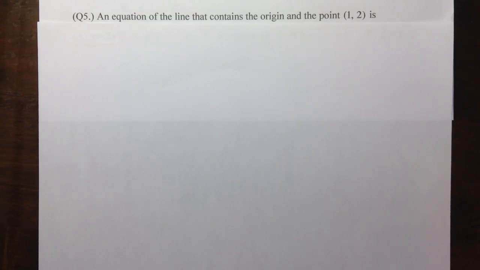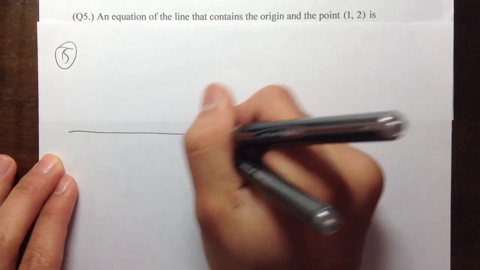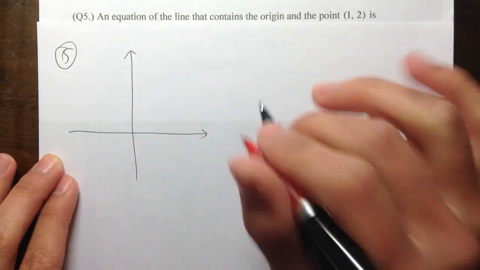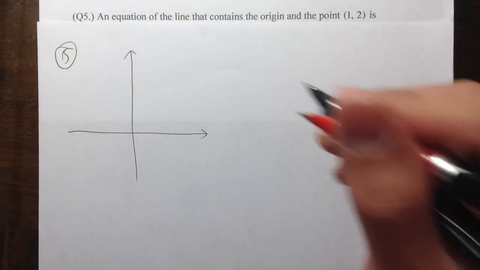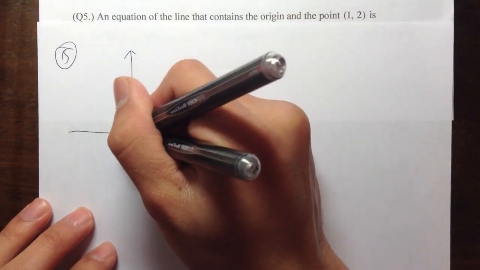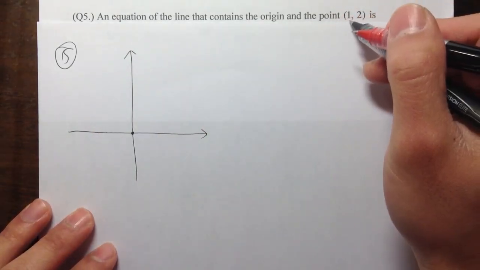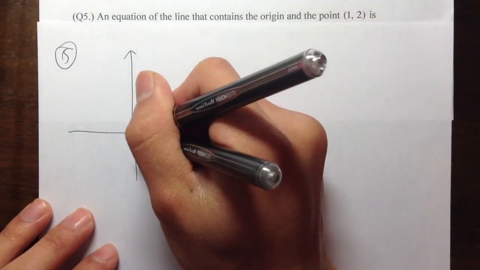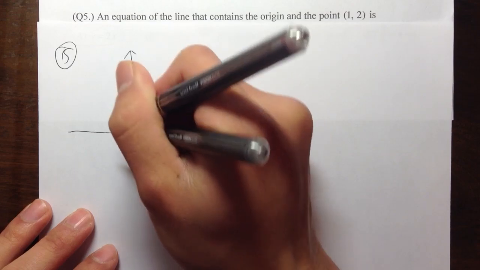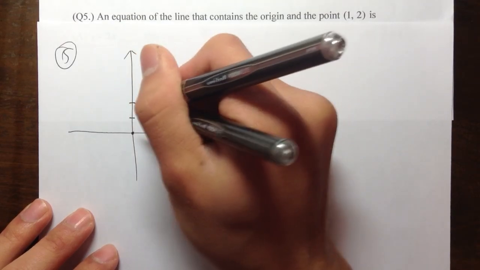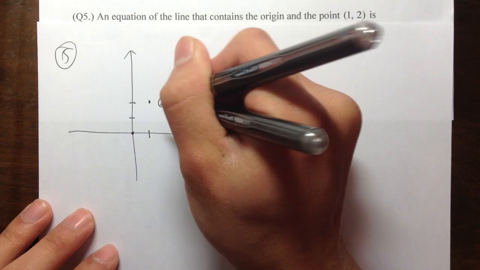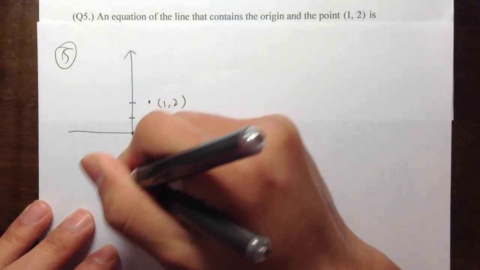Let's do question 5 with a different method. So we still have the same situation. We want to find an equation of a line that goes through the origin, which is right here at the center. And then we want to go through the point 1, 2. So we go to the right once and then go up 2 units. So that's my 1, 2, and we want to find the equation of this line.